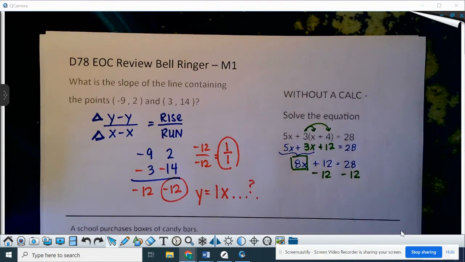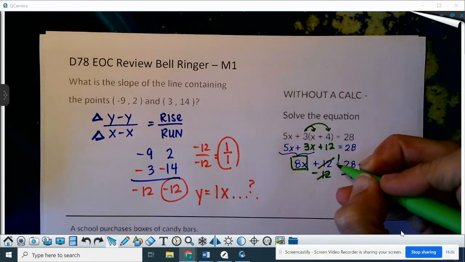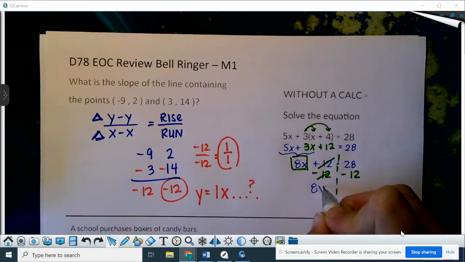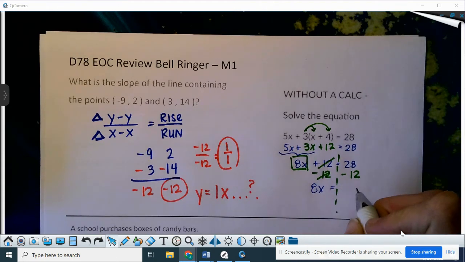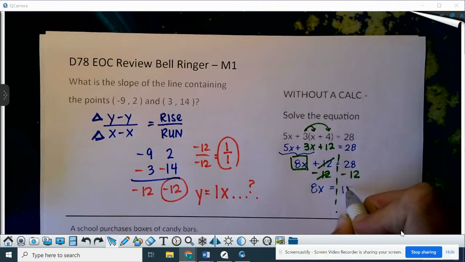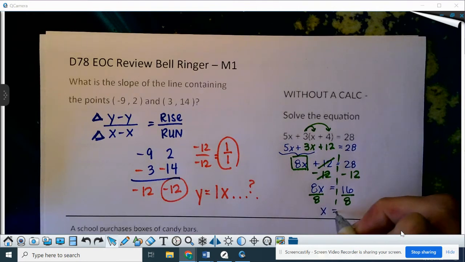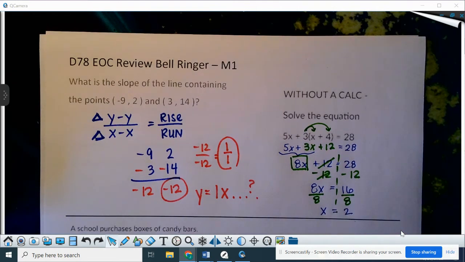And so that's going to get these to cancel out. We're crossing that great divide. So we end up with 8x equals 16. Divide both sides by 8. We divide because it's the inverse of multiplication. So x equals 2. So our solution is x equals 2.